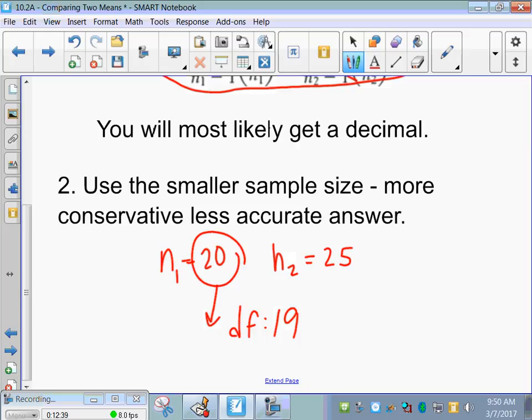All right, but most likely you'll use your calculator and you can state the exact degrees of freedom, but don't be surprised if it's a decimal answer, because it comes from that really super fun formula.